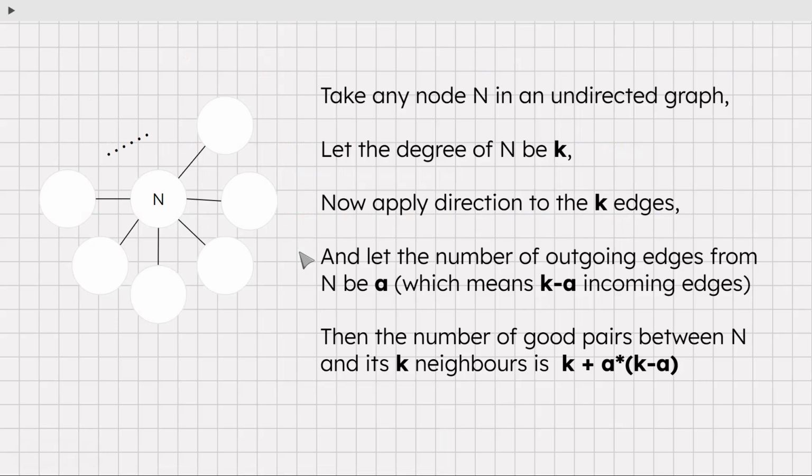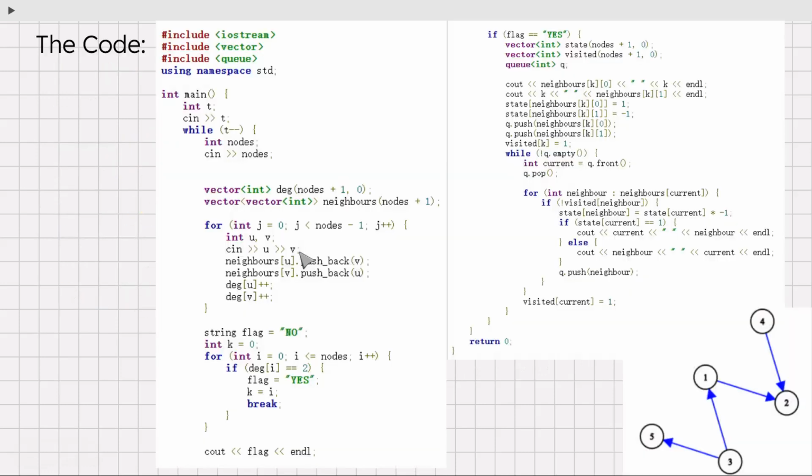That's combination. Hence, if we do not have a node of degree 2, we'll simply print no, and the program ends there. If not, we'll go into the breadth first search.